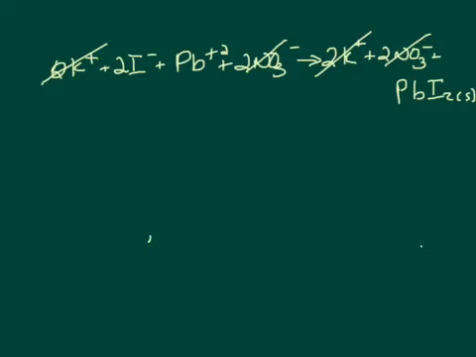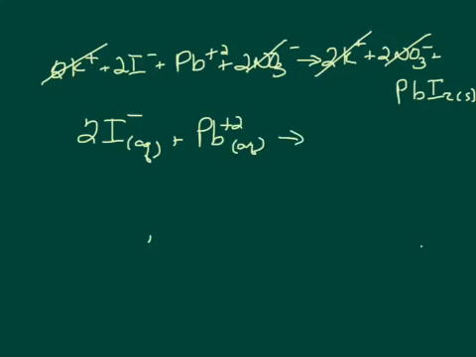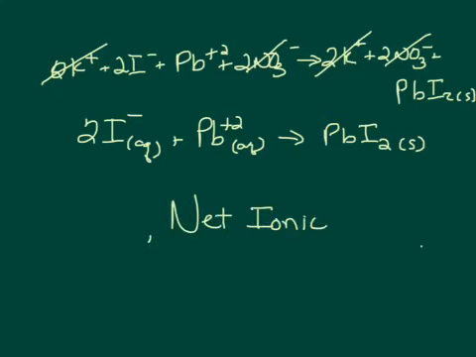And what you're left with then is going to be 2 iodide plus a lead II in solution, forming lead II iodide. And that is the net ionic equation. Ta-da!